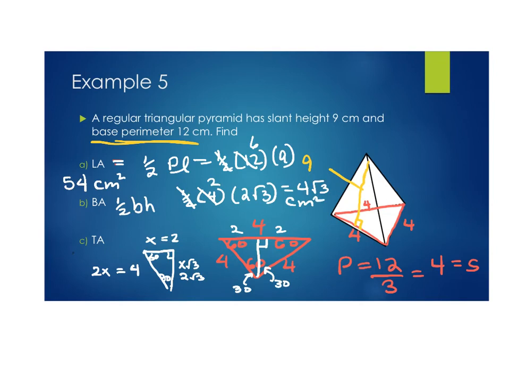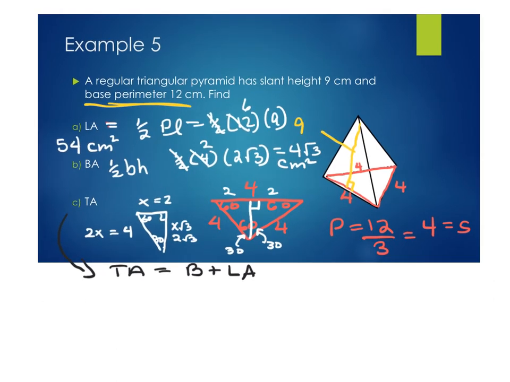And now lastly, for total area, remember total area is the area of the base plus the lateral area. So I found the area of the base in part B, and that's 4 square root 3. I found the lateral area in part A, and that was 54. If you are not using a calculator, you would leave your answer just like this. If we were using our calculator, we would figure out what the square root of 3 is, multiply it by 4, and then add 54.